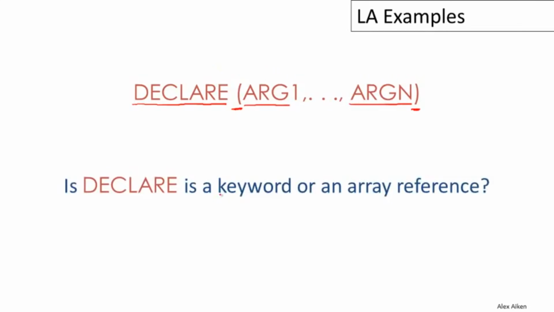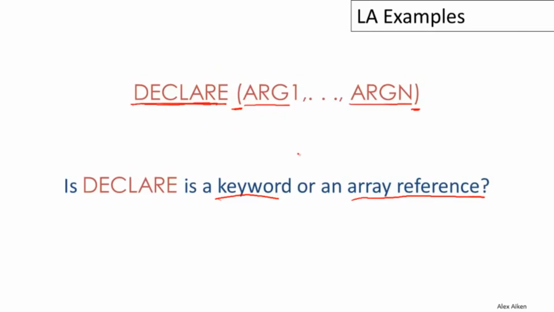Here's another example from PL1. Here we have a program fragment. We have the word declare, and then an open paren and a closed paren encompassing a bunch of arguments. I want to point out the balanced parens here, and then just a list of n things inside the parens. Depending on the larger context in which this whole expression sits, declare could either be a keyword or it could be the name of an array, and these could be the indices to the array.